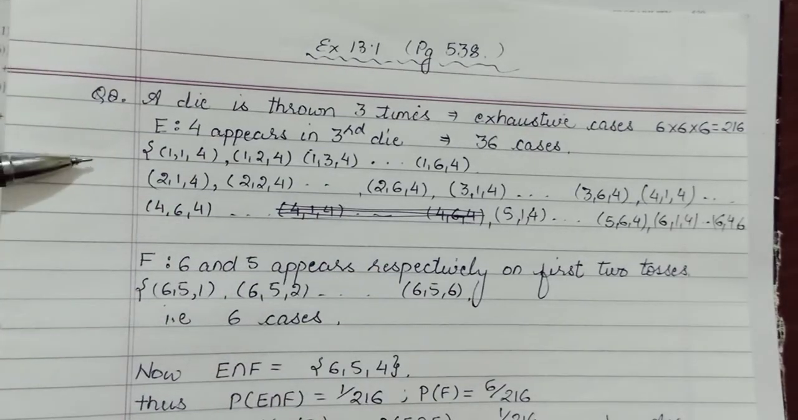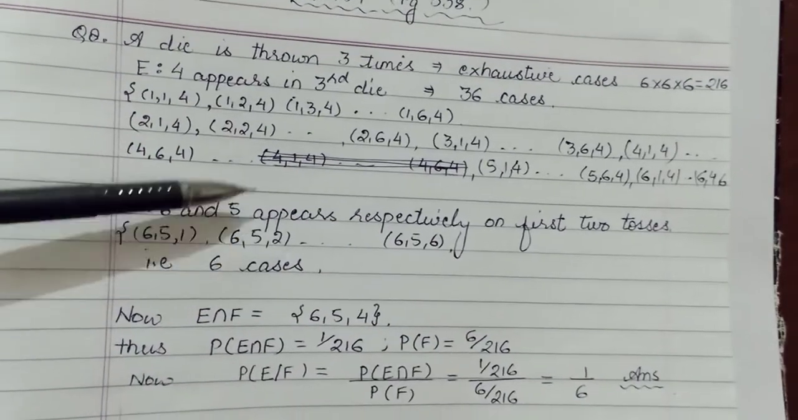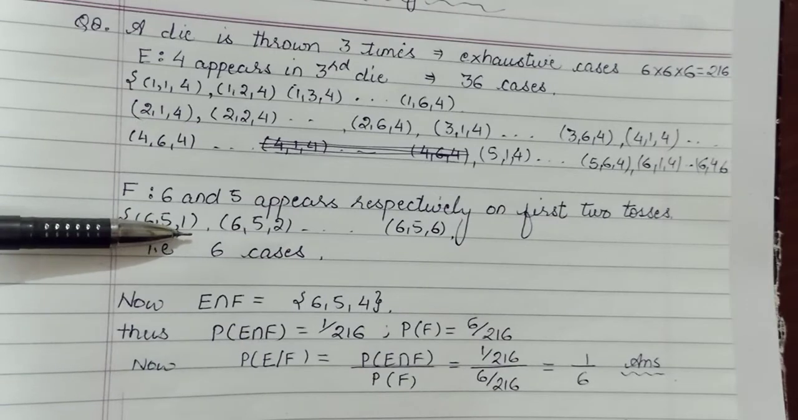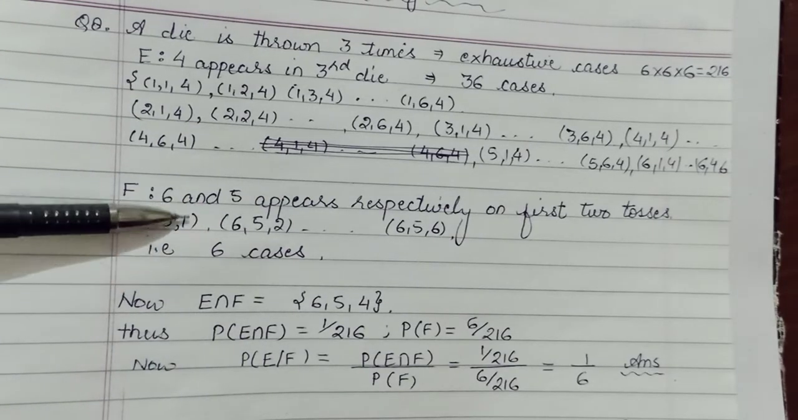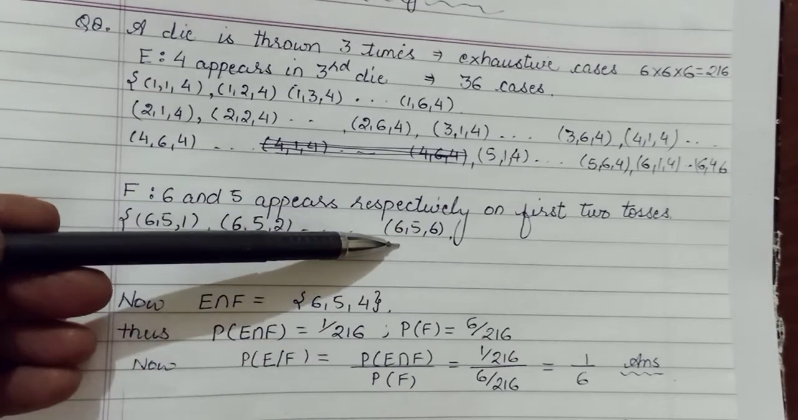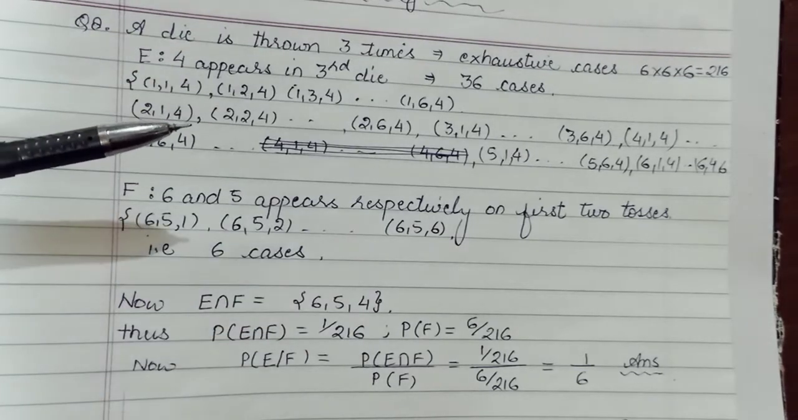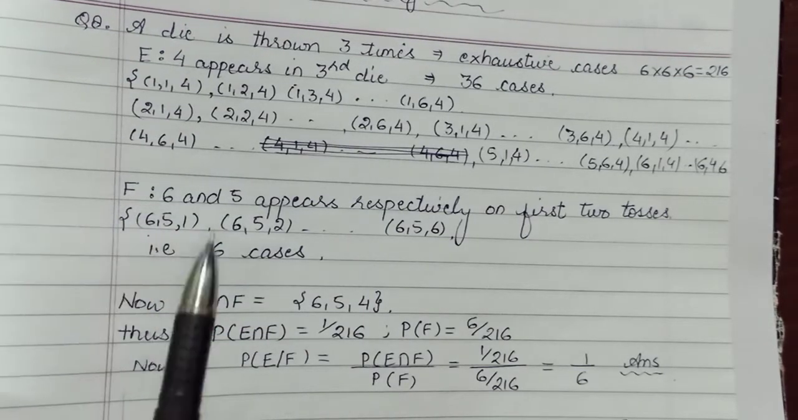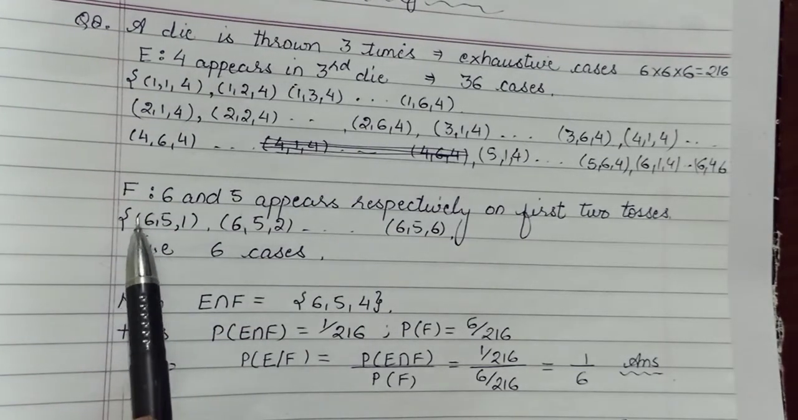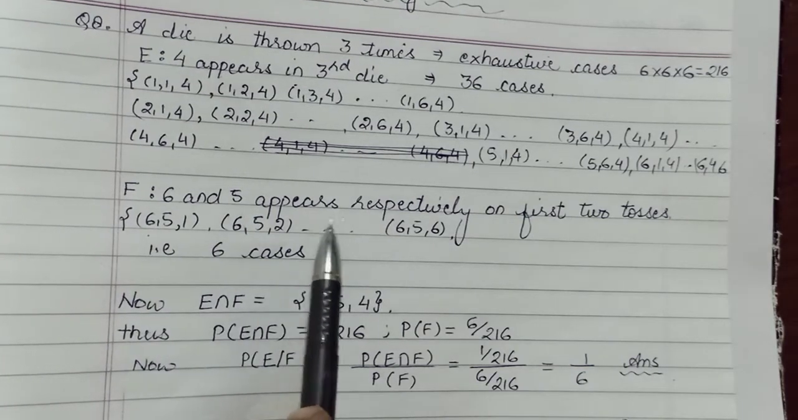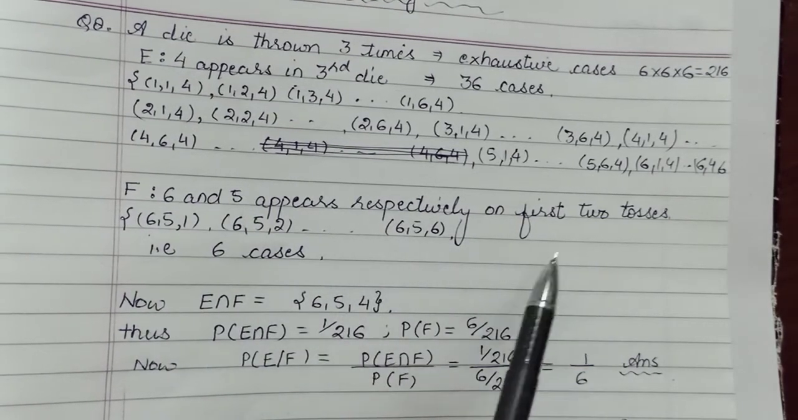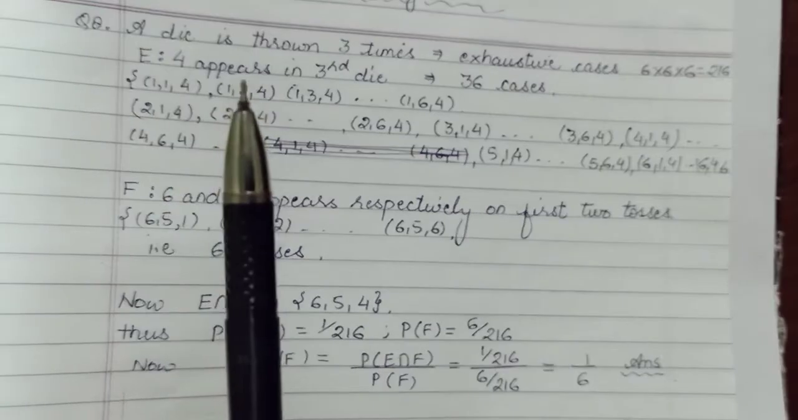Then event F was that 5 and 6 appear. Now here the 5 and 6 entries will be fixed, so the variation only has to come in the third entry. So there will be 6 options or 6 cases possible. If you want to list, they will be 651, 652, 653, 654, 655, 656. These are all your 6 options.